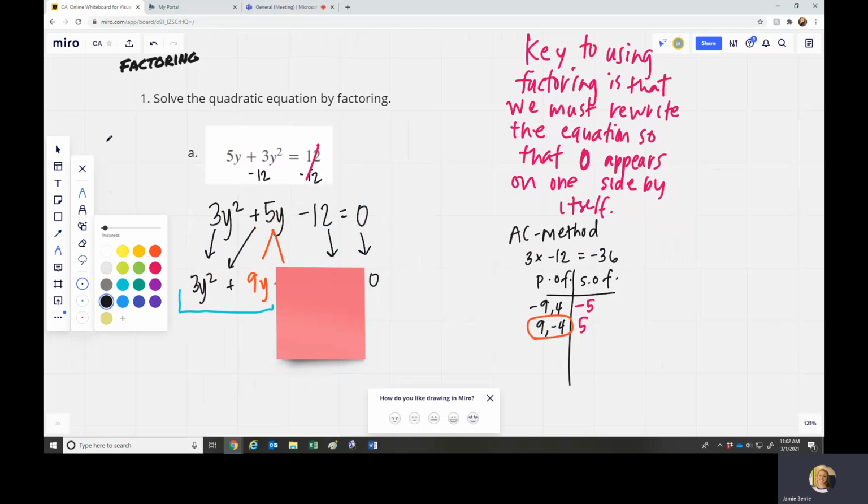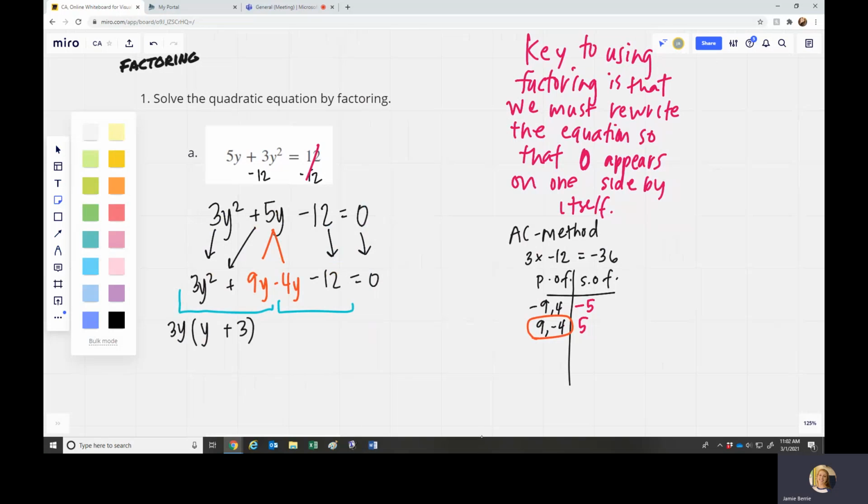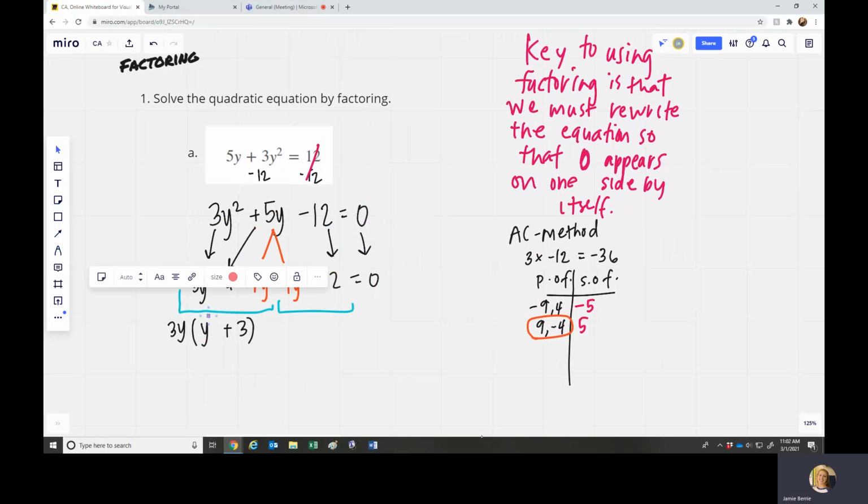All right, so what's the common factor here? A 3 and what else? A 3 and a y, right? So we're going to factor out a 3y. It's going to leave us with just a y in the first part, plus, that's going to leave us with 3 here. All right, now we can uncover that second part.